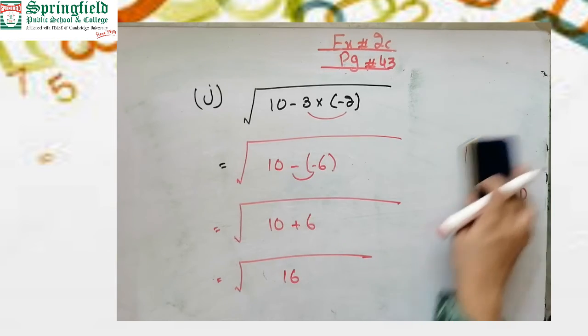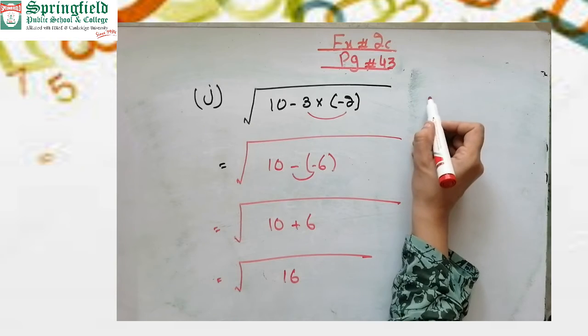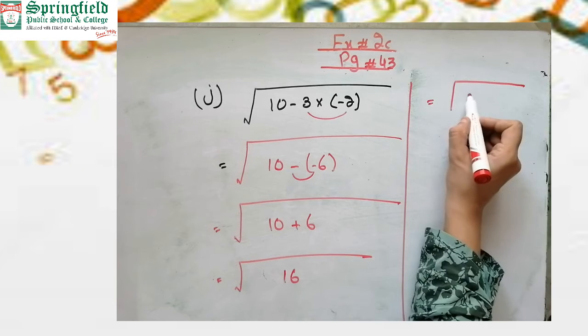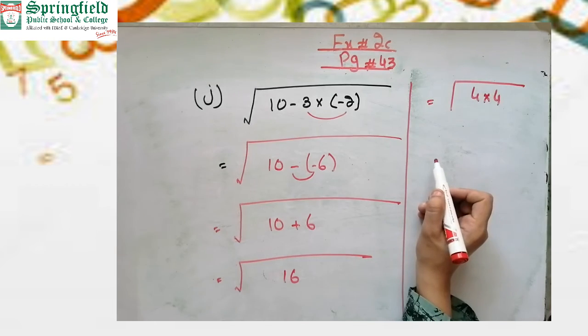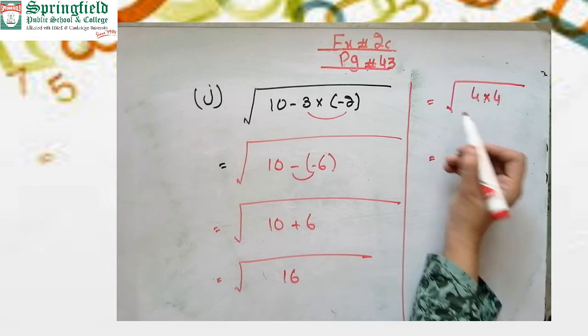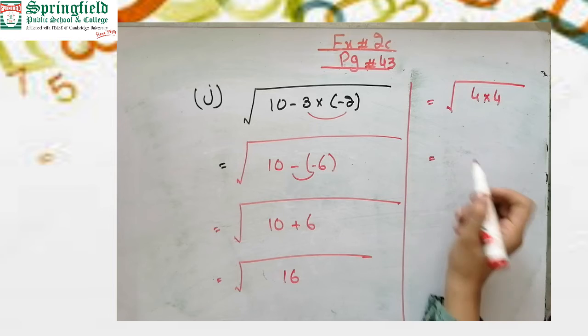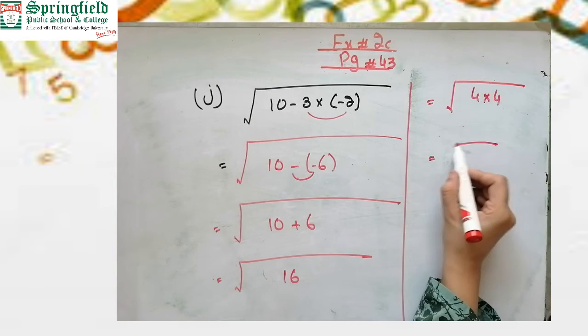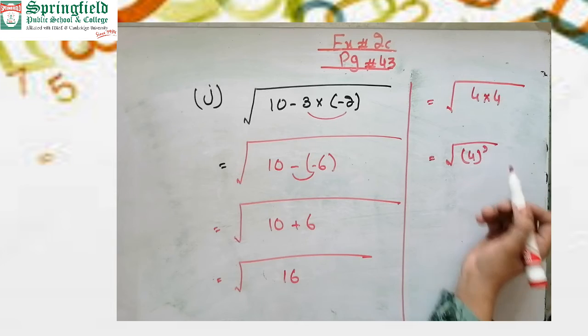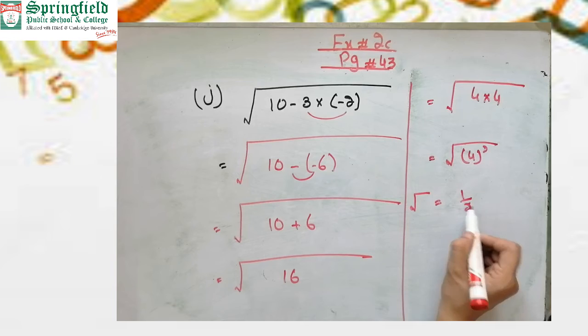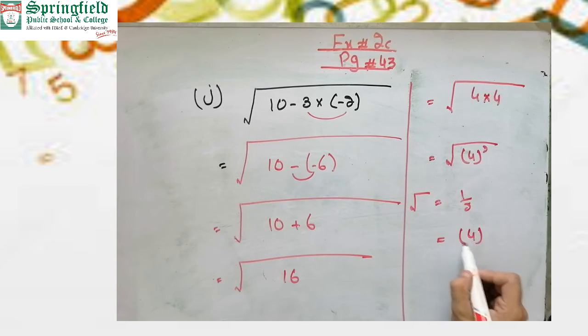And as we know that the square root of 16 can be write 4 multiply 4. Yes, and you can find the factor of 16 first and write down and then make the pairs. Then 4, it can be write 4 square. Now the value of square root is 1 by 2. Put the value of square root here, 1 by 2. So 2 can be cancelled with 2, just 4, and 4 is your final answer.